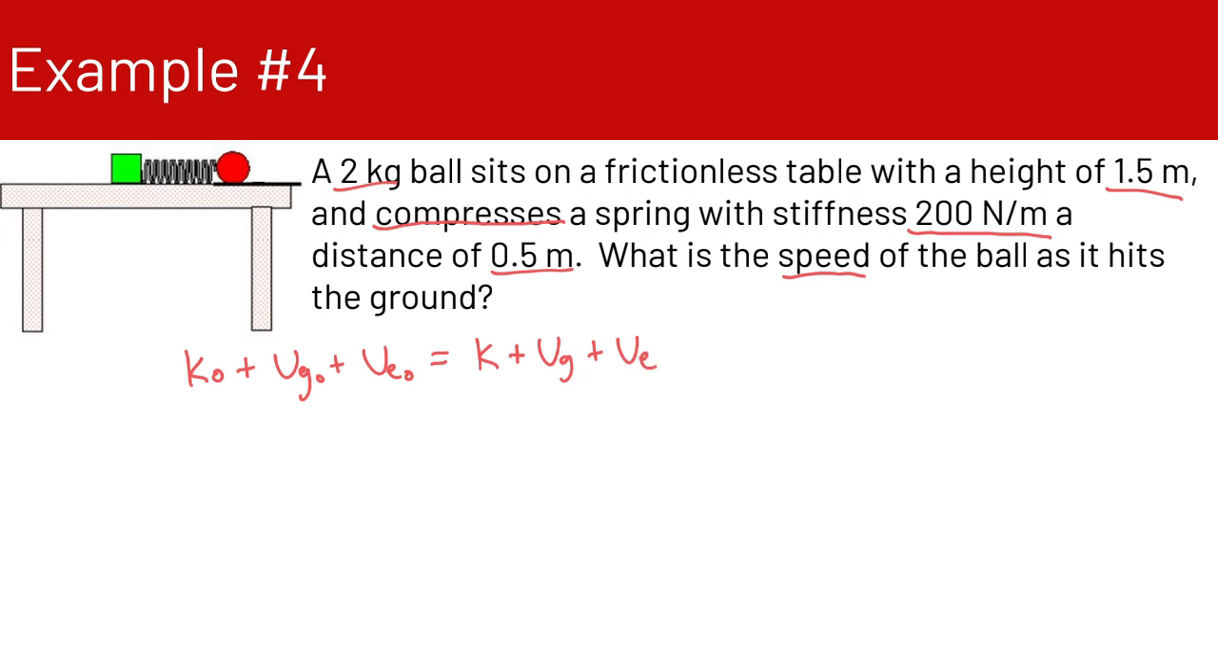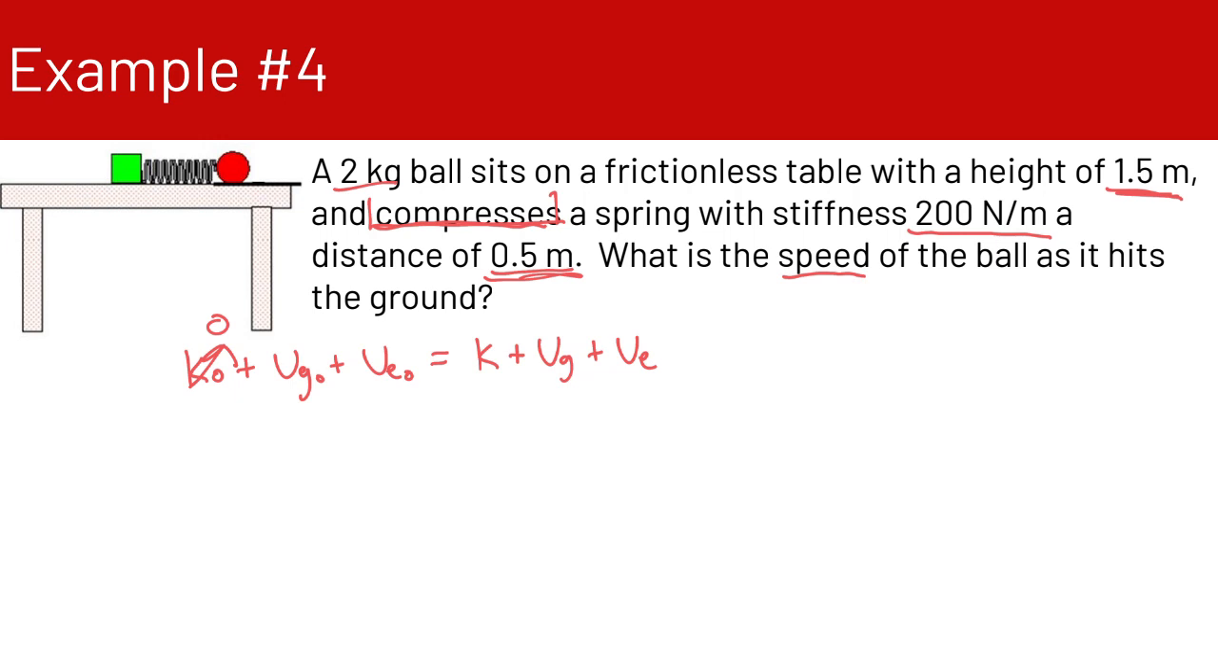So at the beginning, the ball has no velocity. So the ball has no kinetic energy. It does have potential energy because it is on top of the table. It has a height of 1.5 meters. It does have spring energy because it's compressed a spring a distance of 0.5 meters. So we have gravitational potential and spring potential.